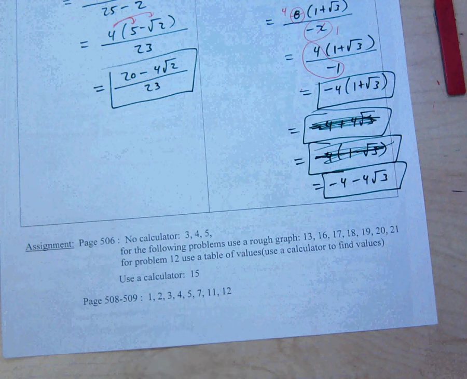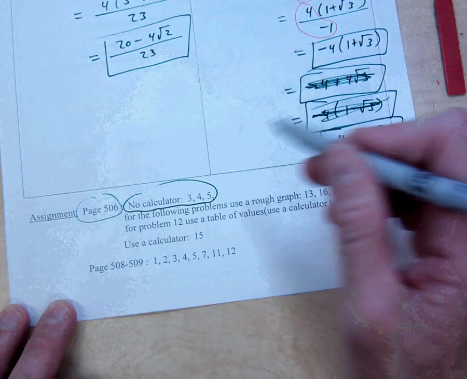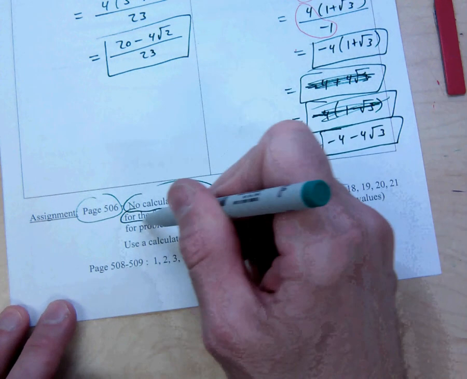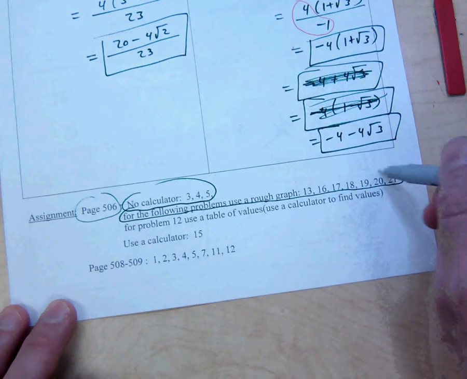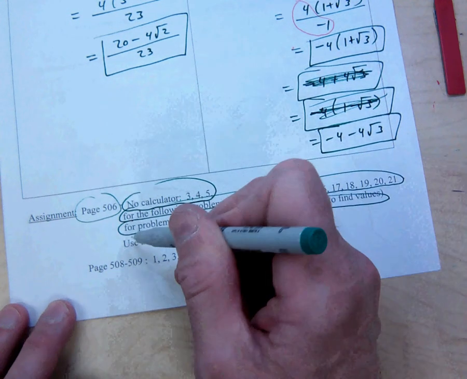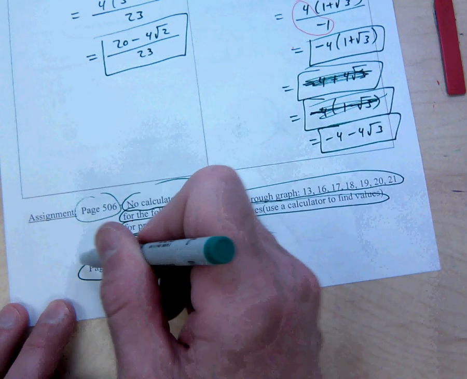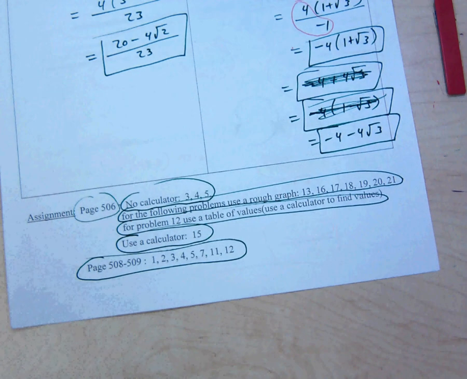You guys, follow directions. No calculator there. For these problems, follow those directions. For problem 12, follow those directions. For 15, use a calculator. And for these, just do whatever we did in the notes. Got it? Okay?